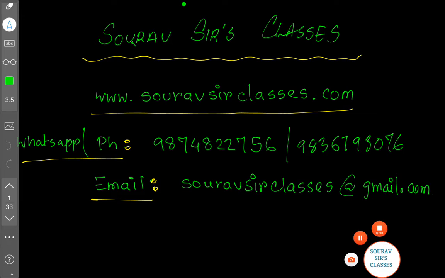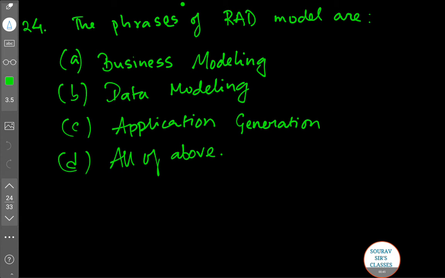So today we will be solving some BCA questions. Let's move on. Now we have question number 24 in hand. The phases of the RAD model are, and we have four options given to us. The first option states business modeling, B says data modeling, C says application generation, and D says all of the above.